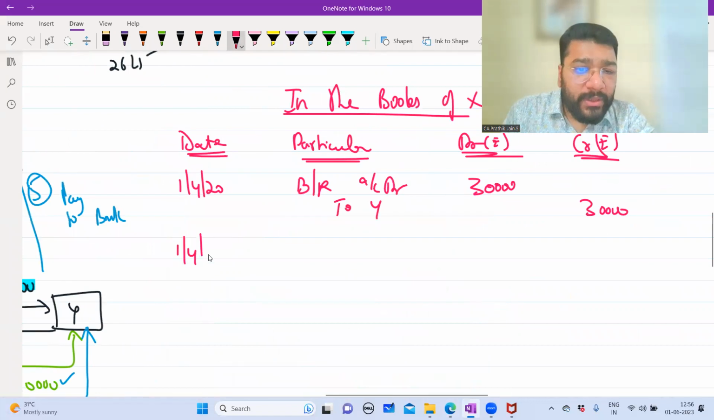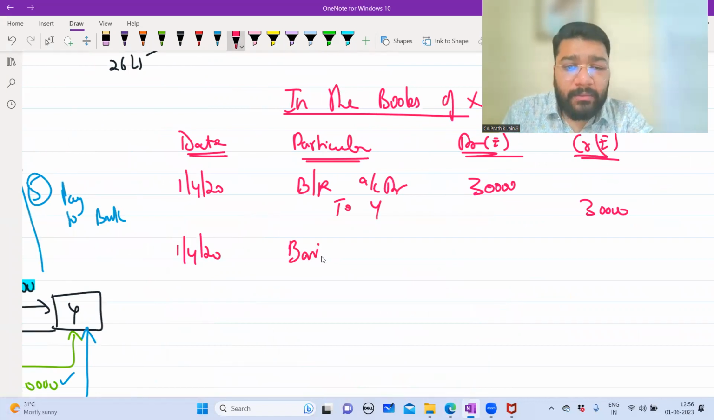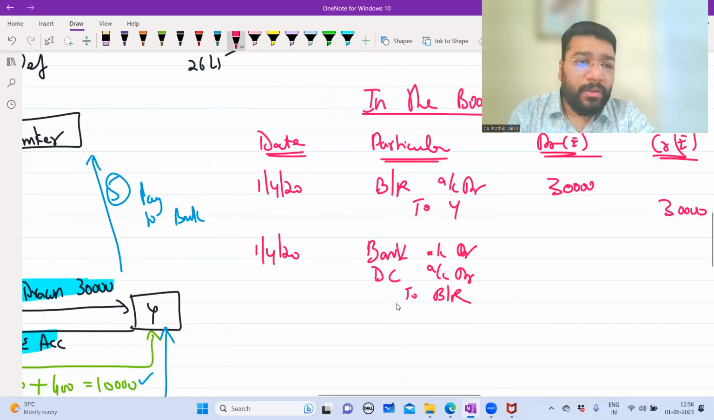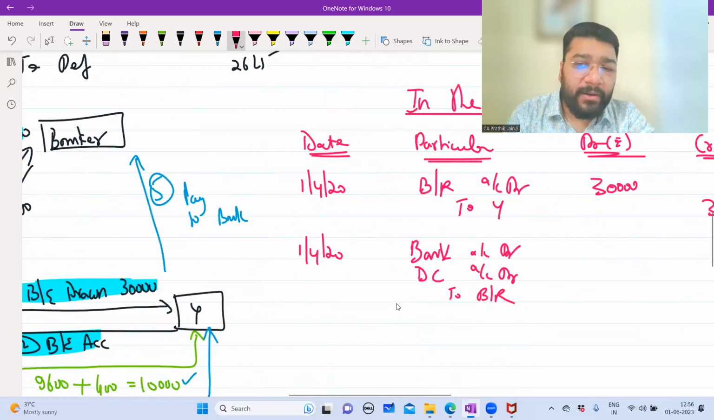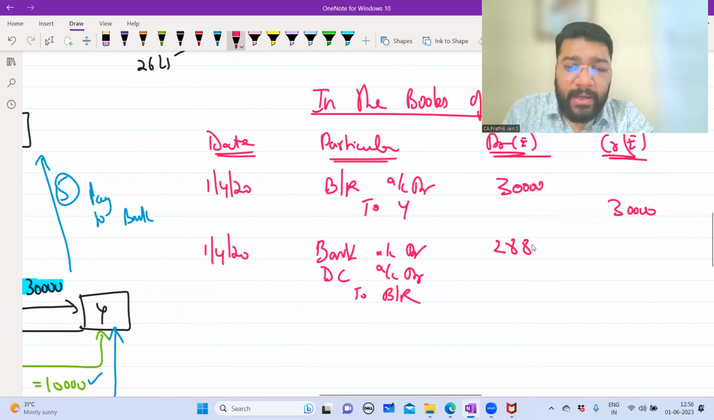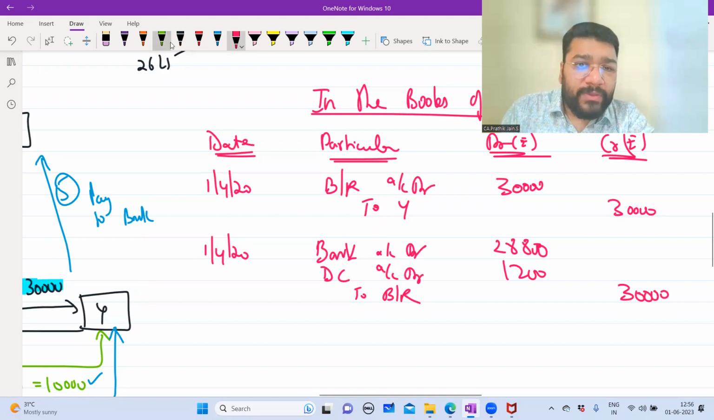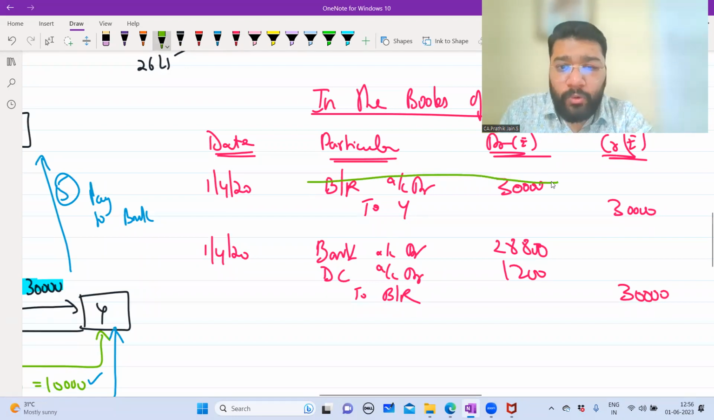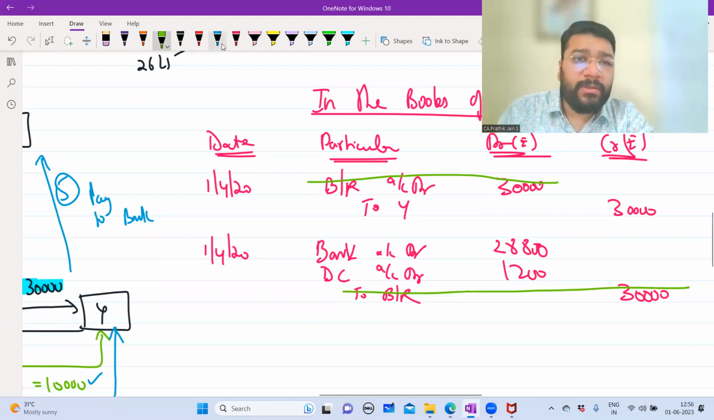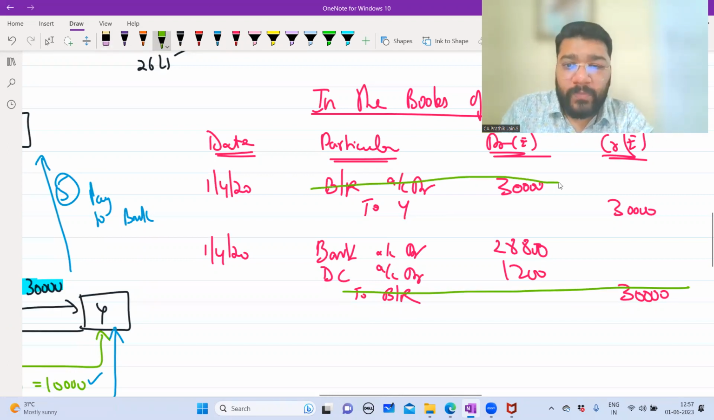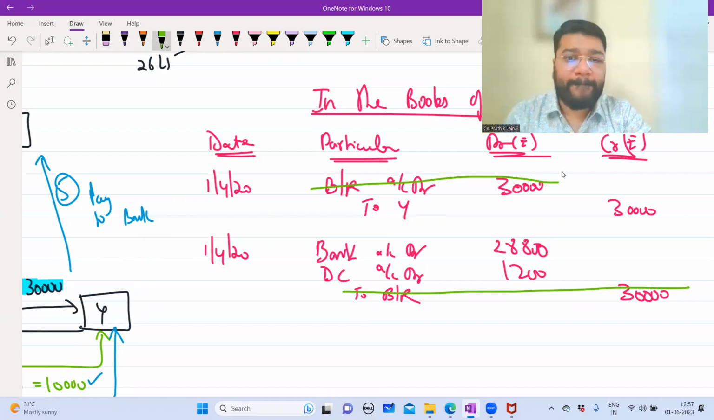So on 1/4/2020, bank account debit, discounting charges account debit, to bills receivable. In bank, we are receiving 28,800. And discounting charges, originally we are recording 1,200, and 30,000 worth of bill is going out. So here, if you see, guys, bills receivable account is opened here. Bills receivable account is closed here. Okay, not okay?